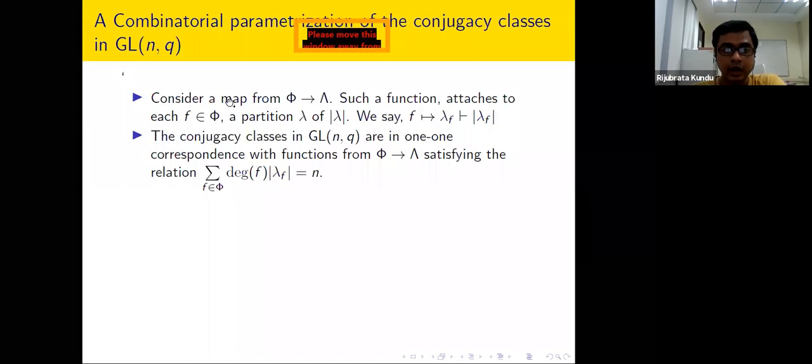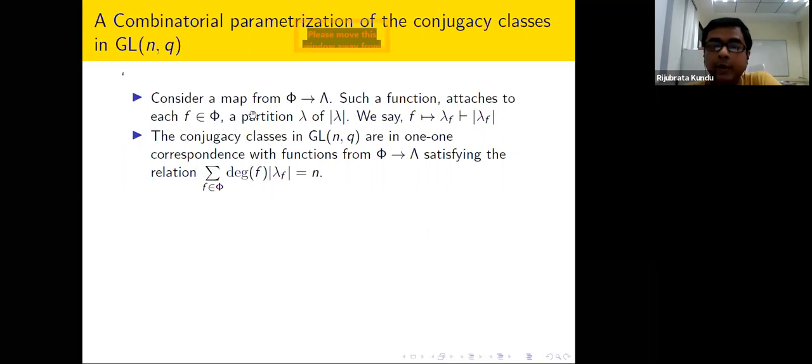This is one of the main things that we'll use: the conjugacy classes in GL(n, q) are in one-one correspondence with functions from capital Phi to capital Lambda satisfying the relation summation over all f belonging to capital Phi of degree f times mod lambda_f is equal to n. You can think of this as data. One quick observation is that because of this criterion, there are only finitely many polynomials f such that lambda_f is a non-empty partition, and all others map to the empty partition of zero.